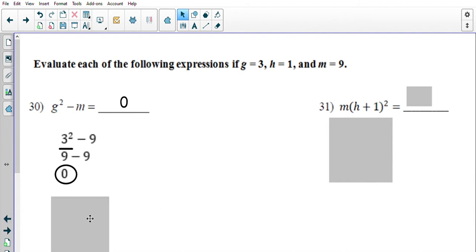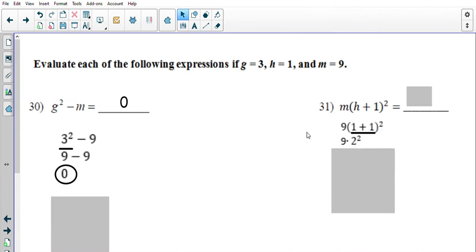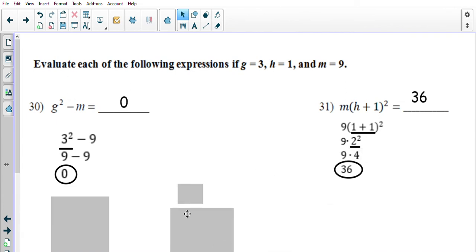All right, number 31 looks a lot like question number 29, but we have another variable in there. Replace m with 9, replace h with 1. Start inside your parentheses, so we're going to do 1 plus 1 to get 2. So I have 9 times 2 squared. Of course, do your exponents next. 2 squared is 4. So we'll do 9 times 4. Final solution is 36.